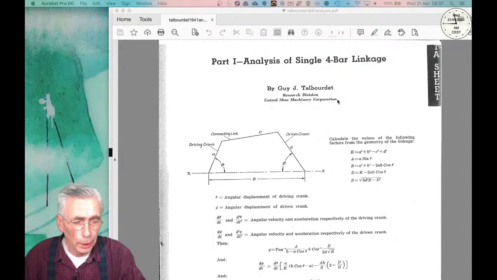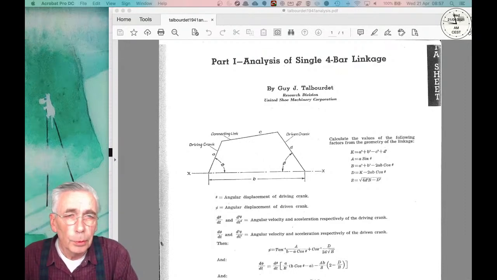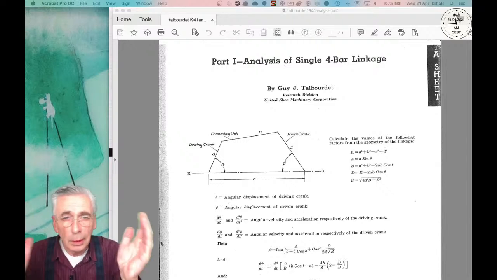And why is that so nice? Because you have a rotating input, and then you have some oscillating or rotating or reciprocating output. So if this is the input, then this is the output angle, or a point on the driving crank, or a point on the connecting bar. And then you can generate everything.